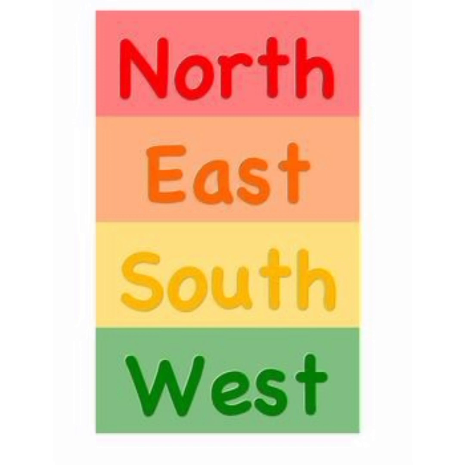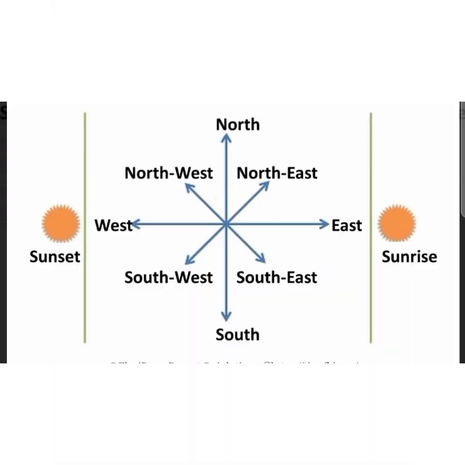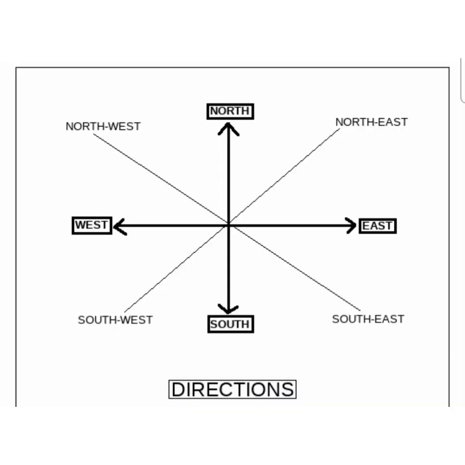And you can see that some maps show the intermediate directions, that is northeast, southeast, northwest and southwest. So what is northeast? Northeast is the direction of a region halfway between north and east. Now southwest, the direction or region halfway between south and west, is known as southwest. And northwest is the direction or region between north and west.